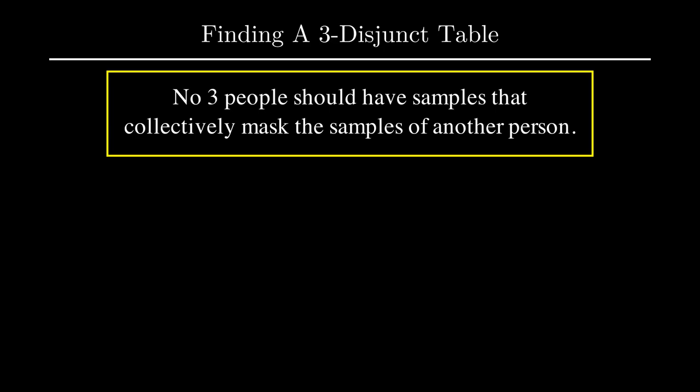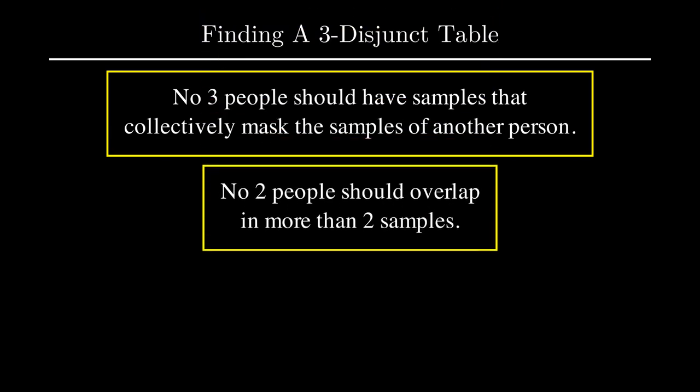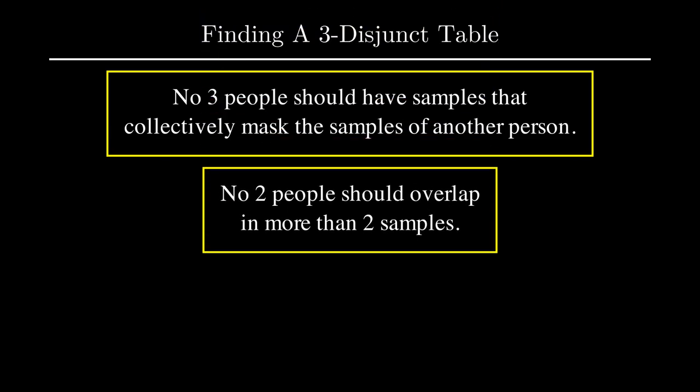We intuitively thought of it as there not being much overlap in the tests. Let's see how not having much overlap actually does lead to disjunctness. If we can ensure that every 2 people have at most 2 tests in common, then that limits how much a person's tests can be masked.